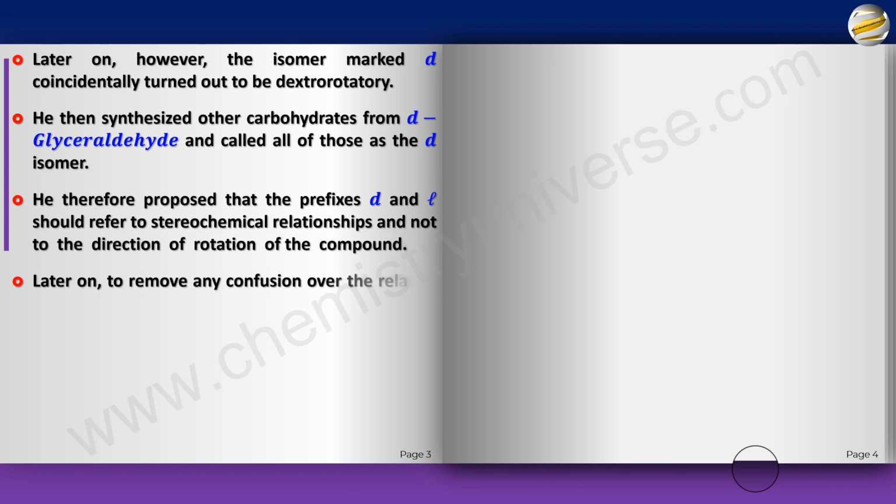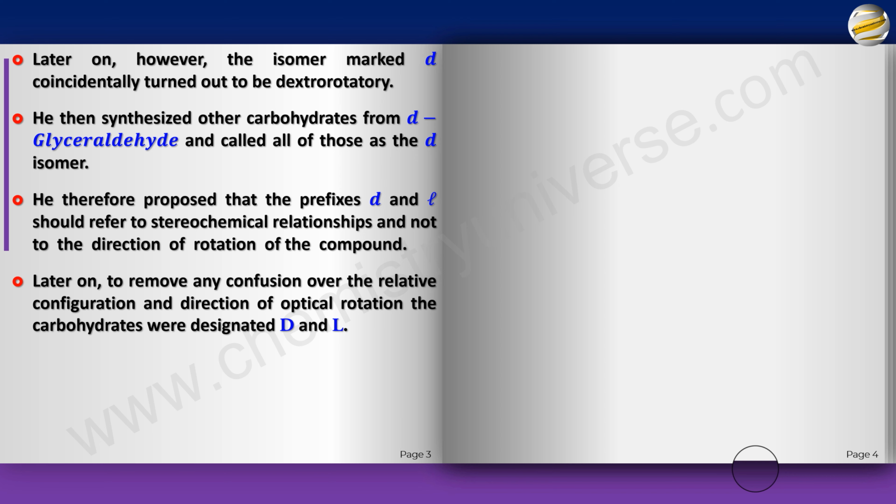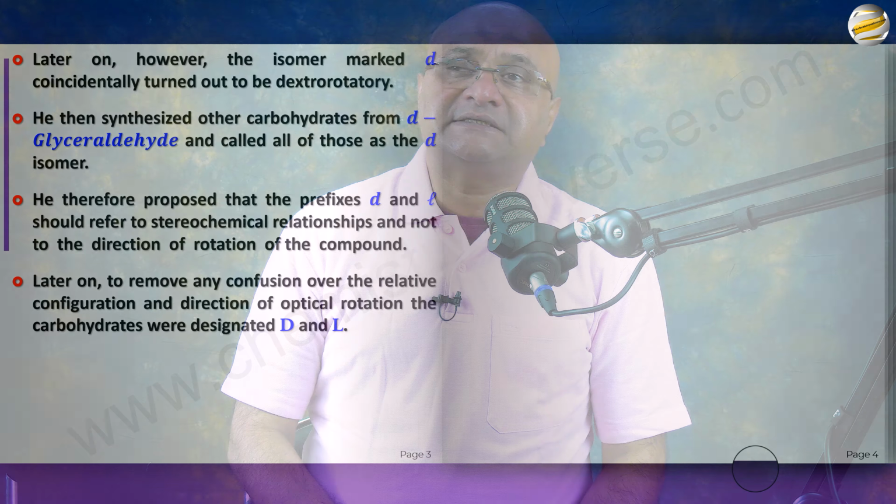Later on, to remove any confusion over the relative configuration and direction of optical rotation, the carbohydrates were then designated as capital D and capital L. As far as the glyceraldehyde is concerned, that was a coincidence. Whatever he assumed as D became D-glyceraldehyde. But he knew that as he synthesized more and more compounds from D-glyceraldehyde, it is also possible that they need not all be dextrorotatory. So again, he was not interested in the optical rotation.